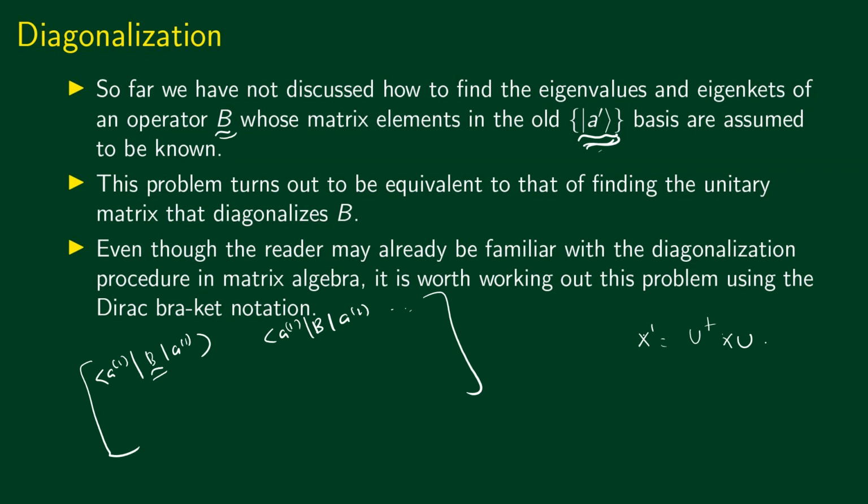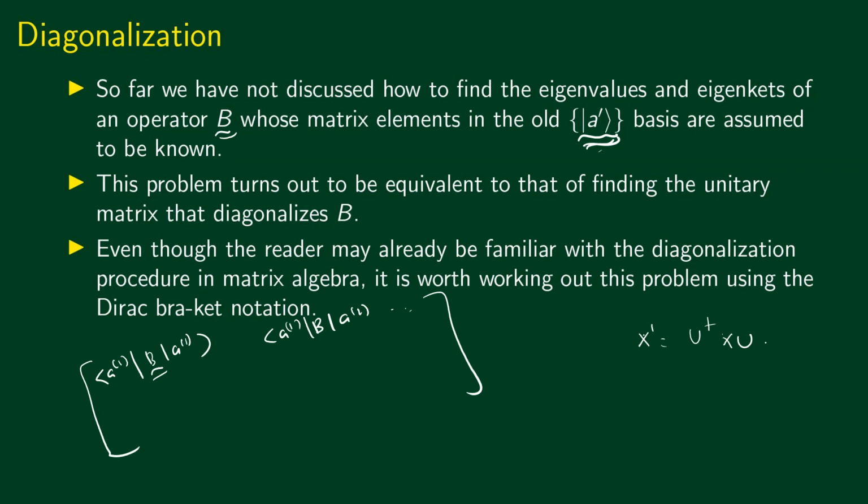Already you know how we find the eigenvalues and eigenkets if a matrix is given. The same method works here. But anyway, we'll discuss this using the Dirac bracket notation. We'll discuss the same things that you're already familiar with. You know how to find the eigenvalues and eigenkets of a square matrix. Let's discuss these things using the Dirac bracket notation.